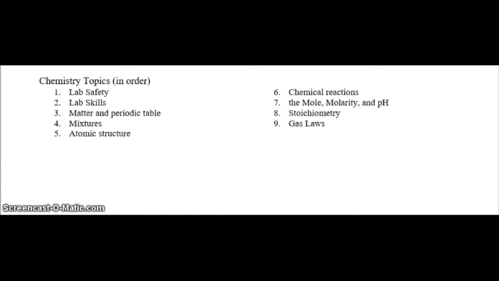Unit 8 is stoichiometry, so this is more along the lines of baking. It's about the amount of materials that go into a reaction and predicting the amount of materials that should come out of the reaction. And Unit 9 is our gas laws unit, where we will look at how temperature, pressure, and volume of gases interact with one another and how this can affect the properties of matter and the rates of reactions.